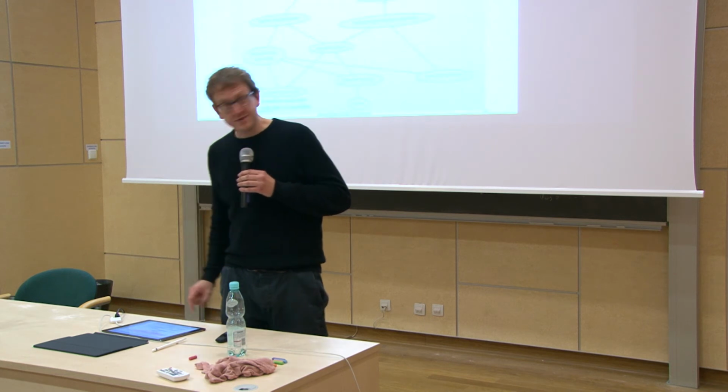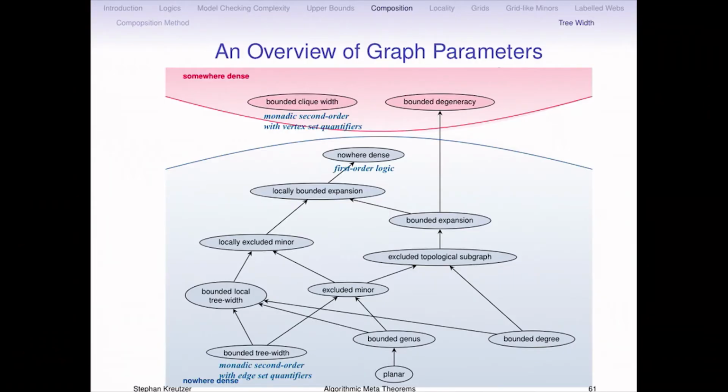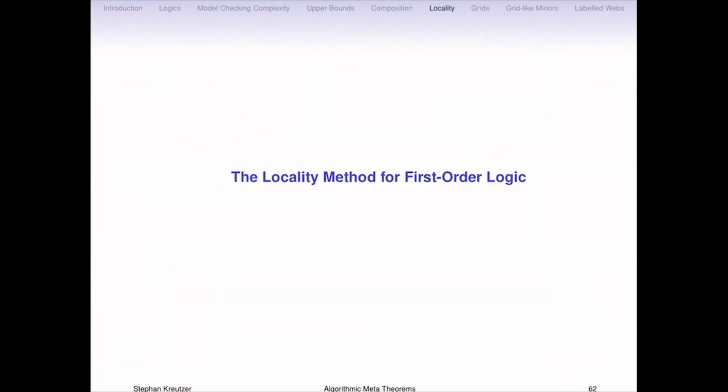What I was actually trying to talk about is going up the hierarchy to give you the next central method you need, which is locality-based: the locality method for first-order logic. Novi is talking about first-order logic, and the methods I'm going to present will not work for monadic second-order logic.